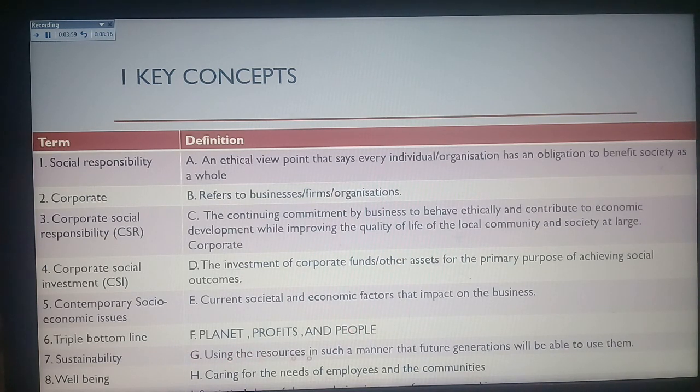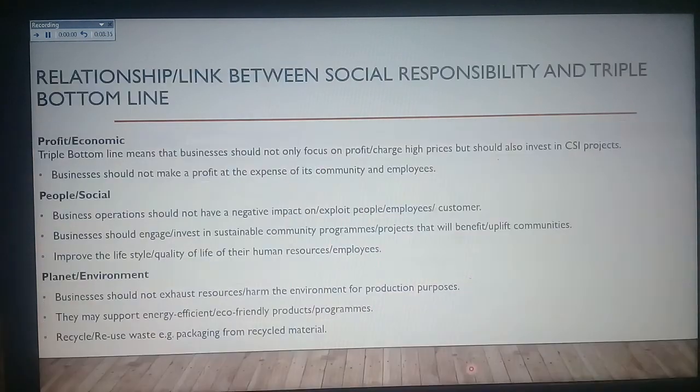Sustainability, using resources in such a manner or a way that future generations will be able to use them. So we are sustaining them, we are keeping them for future use. Well-being. Well-being is just basically caring for the needs of what? Of the employees and the community.